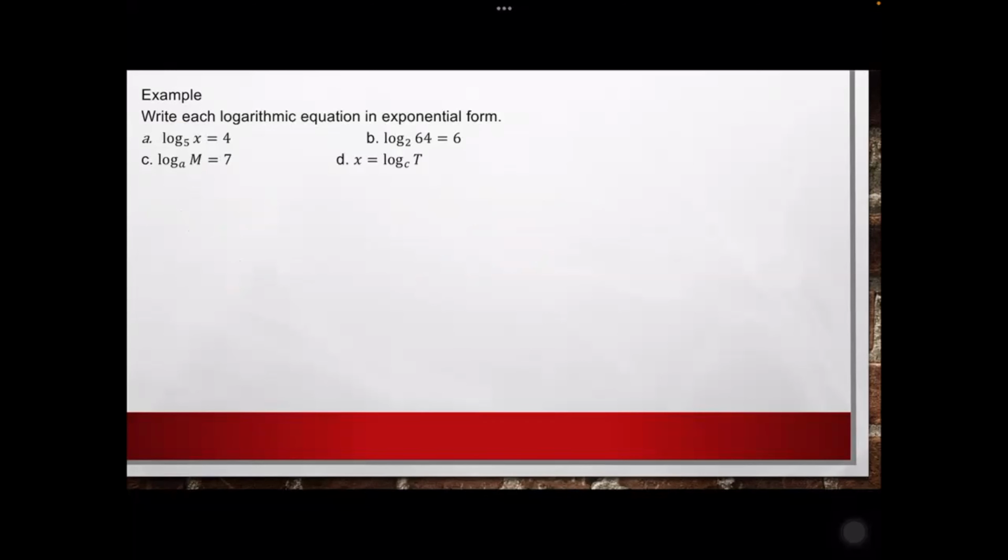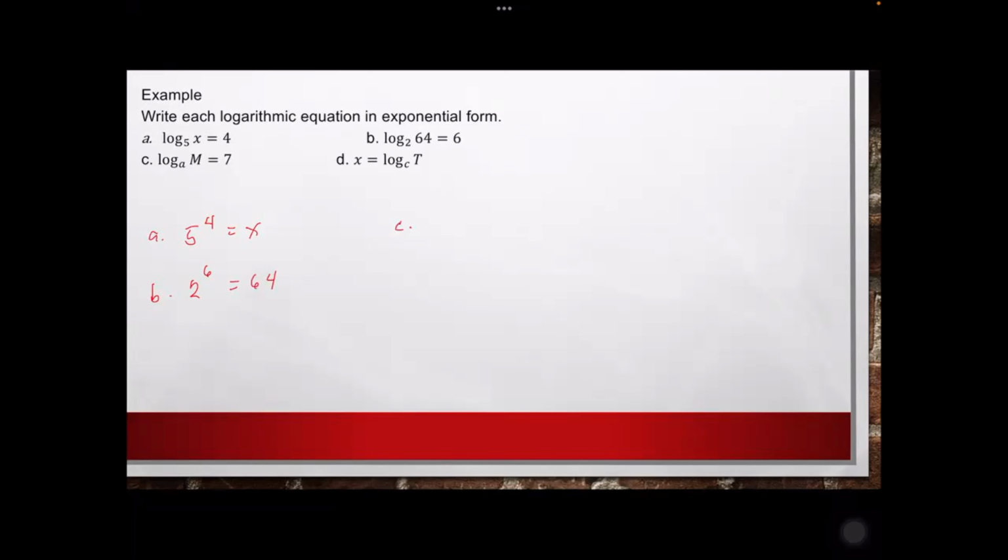Let's have E, yung kabaliktaran naman. Write each logarithmic equation into exponential form. For the letter A, we have logarithm of x is equal to 4 with base of 5. So, magkakaroon tayo dito ng 5 raised to 4 is equal to x. For letter B, you will have logarithm of 64 is equal to 6 with base of 2. So, magkakaroon tayo dito ng 2 raised to 6 is equal to 64.